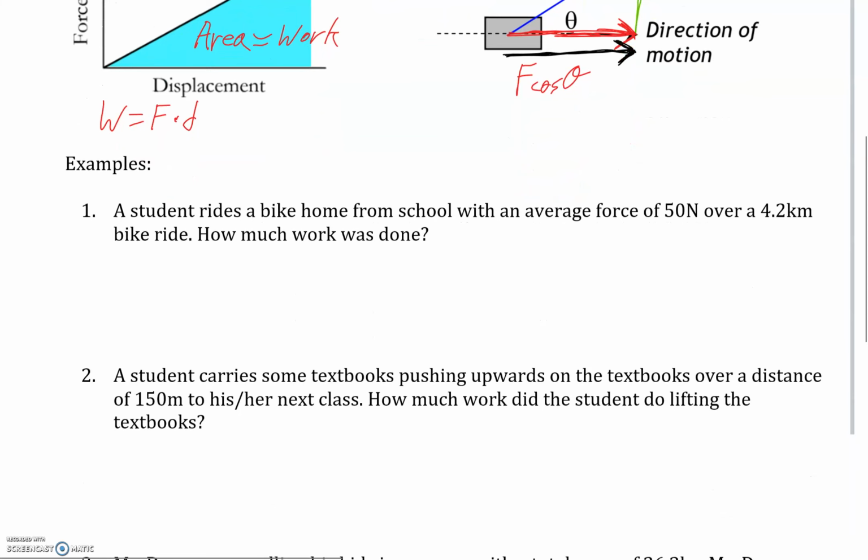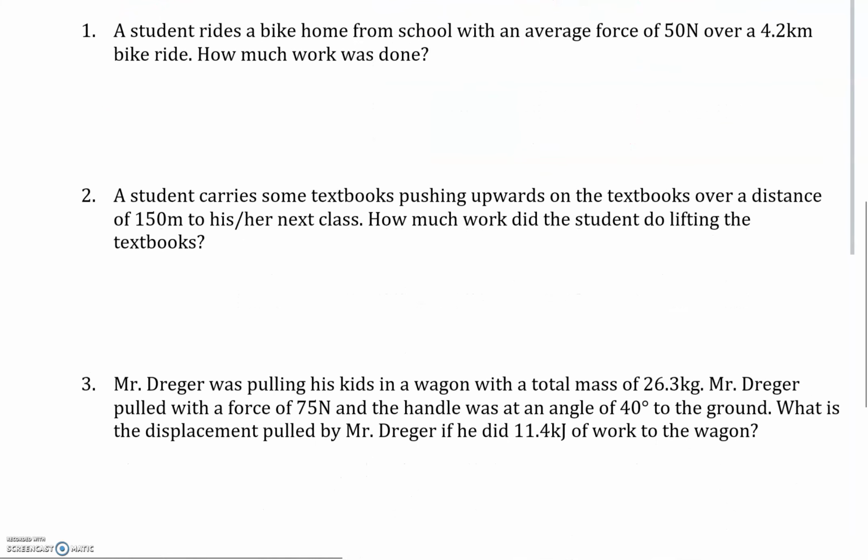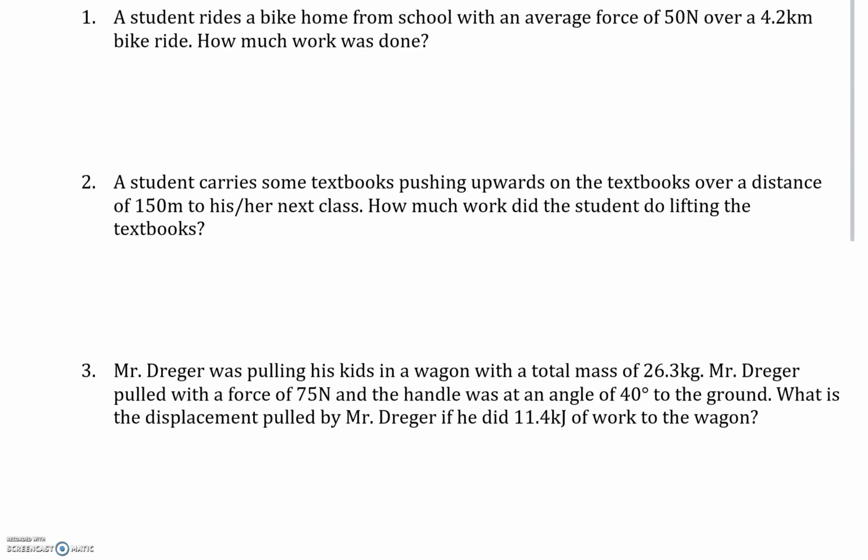All right, let's take a look at a few examples here. So to start, here's a nice easy one. A student rides a bike home from school with an average force of 50 newtons over a 4.2 kilometer bike ride. How much work was done?